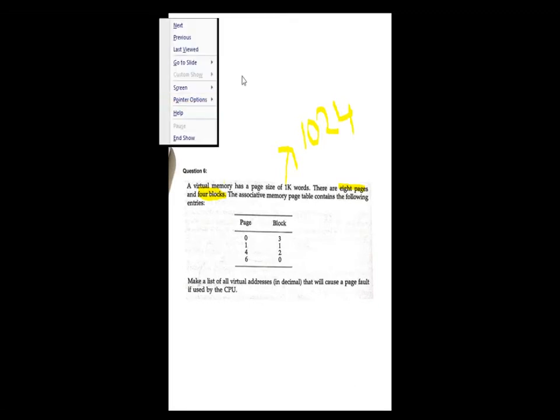right? Now there are 8 pages. So he has given the total number of pages as how many? 8, and 4 blocks. Okay, now let us understand the meaning of 8 pages. Pages means what? Remember, in memory management, you have a process. The process is always divided into pages. Okay, so in total you have 8 pages.